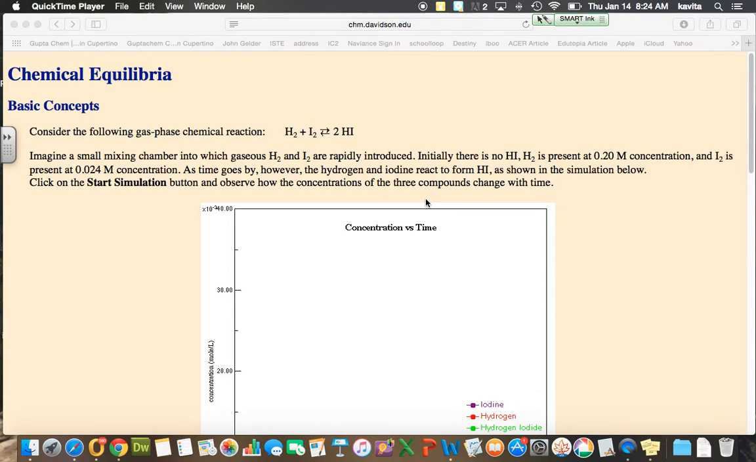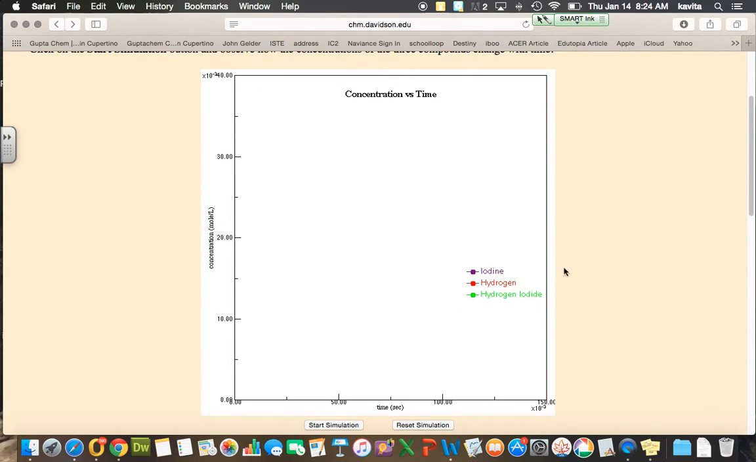I am recording this screencast for you to look at the numbers for Equilibrium Lab, just in case the Java-based interactive doesn't work on the netbooks. So this first page shows you concentration time data, and when we start the simulation, you can see how the concentrations of hydrogen, iodine, and hydrogen iodide change with time.